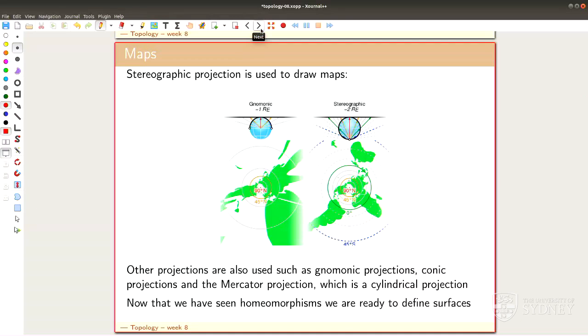Okay, I would like to end by defining the main players of the next 1.5 weeks, surfaces. We have already seen several surfaces, and we would like to study them up to this notion of homeomorphism, which is a bit strange. So we need some really good tools to do that.